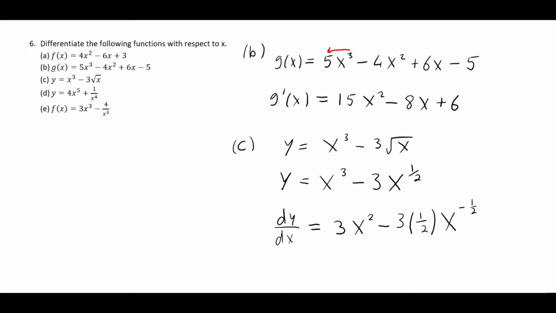So we're going to tidy that a little bit further up here now. So for this one, we can just leave it as it is. This is just 3x squared. Minus, this is just going to end up 3 over 2. We'll actually tidy it up a little bit further after this as well. By x to the power of minus a half.